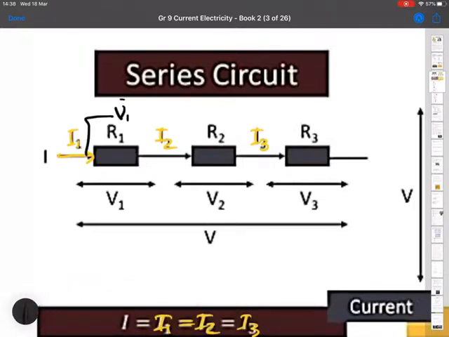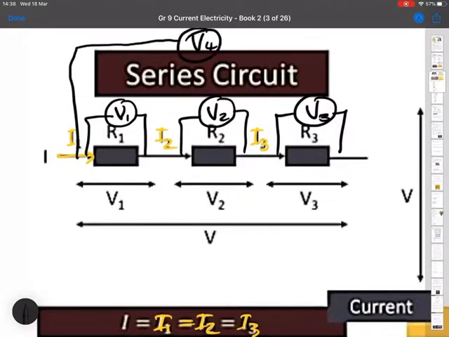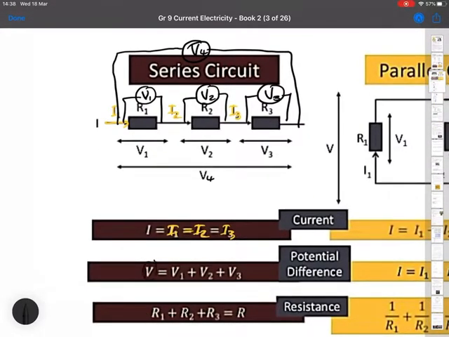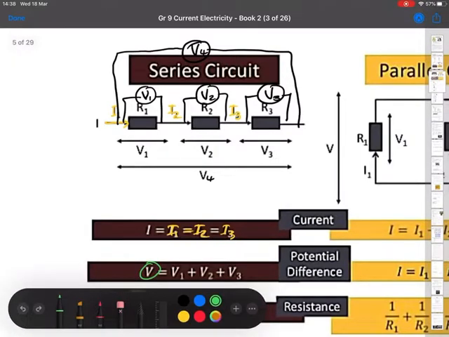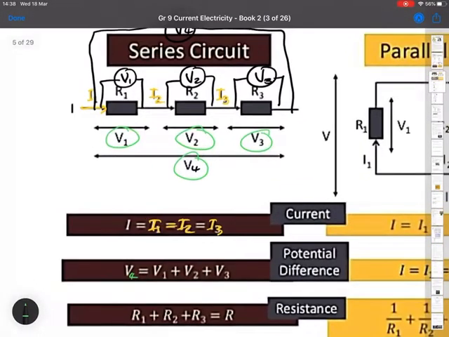If I connected a voltmeter across R1 and I called it V1, and I connected another voltmeter across R2 and called that V2, and I connected a voltmeter across R3 and called that voltmeter 3, and I had one voltmeter across all of them and I called it voltmeter 4, which is what they're showing you over here. All that they're saying is voltmeter 1 plus voltmeter 2 plus voltmeter 3 would equal voltmeter 4. So over here, if you want to call this voltmeter 4, that's fine. So voltmeter 4 is equal to voltmeter 1 plus voltmeter 2 plus voltmeter 3.